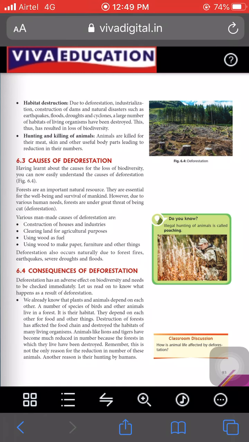reduction in their numbers. Next is causes of deforestation, meaning how deforestation occurs and what are the causes that we cut the trees in such large numbers. So the first point is construction of houses and industries, we clear the land. Second is clearing land for agriculture purposes, we use wood as a fuel, so we cut down the trees in large amounts in our tribal areas. Next is using wood to make paper, furniture and other things.